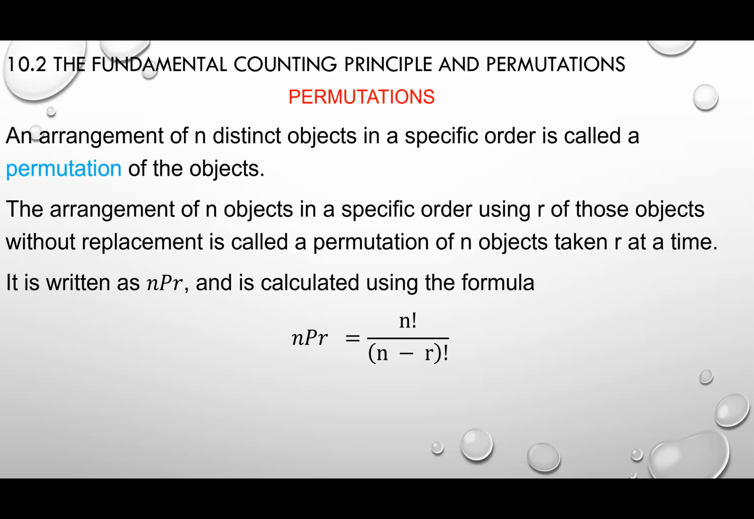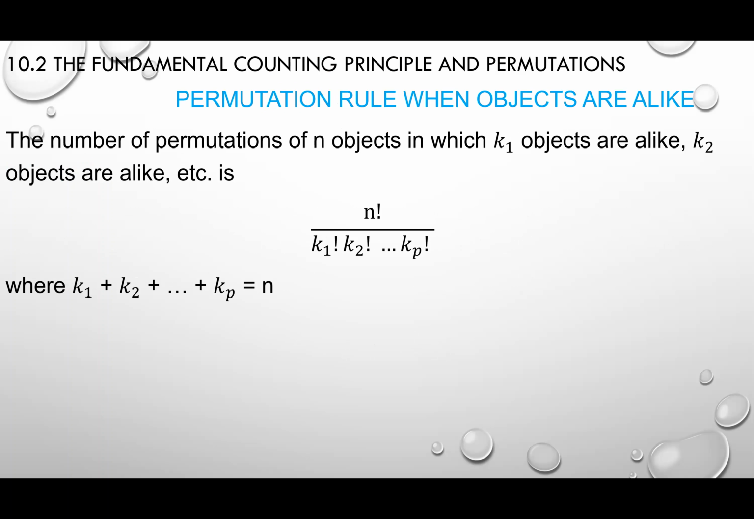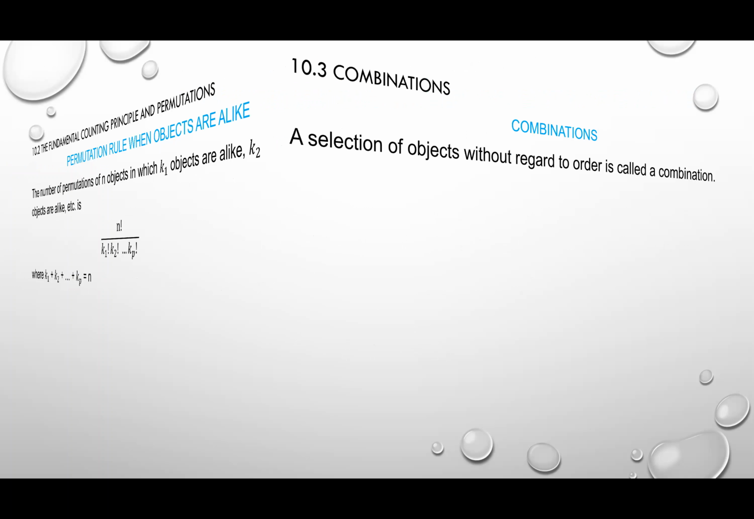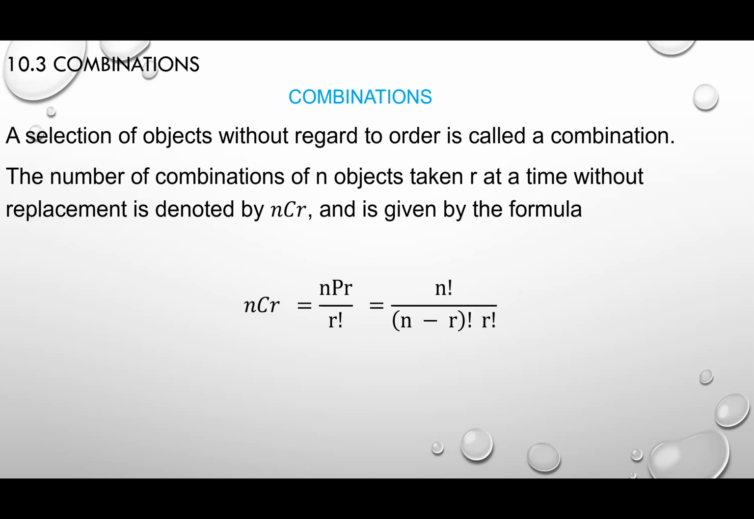As you can see, the combination is very similar to the permutation. The only difference is that they have an extra R factorial on the bottom, okay? The main thing you have to ask yourself is, does the order matter? If the order doesn't matter, then you use the combination, which is the NCR. If the order matters, we use the NPR. Combination is where the order does not matter. Permutation is where the order matters.